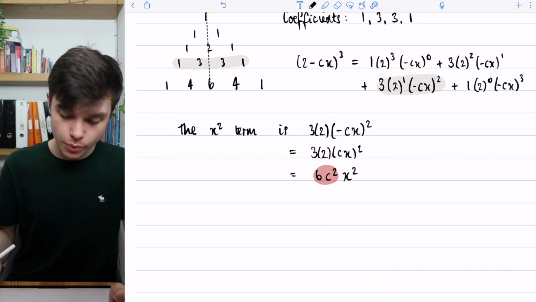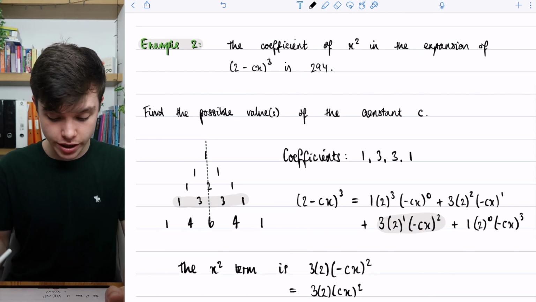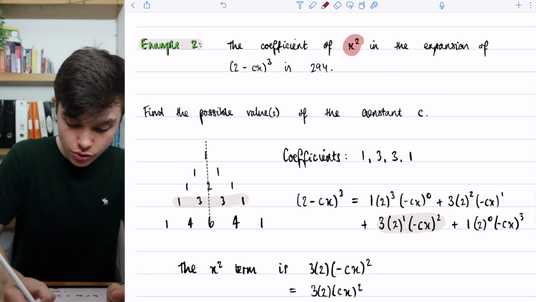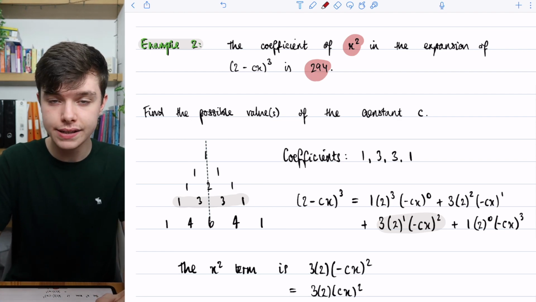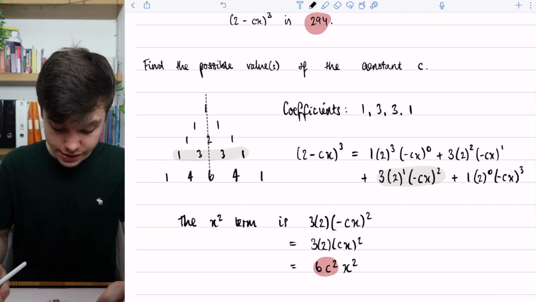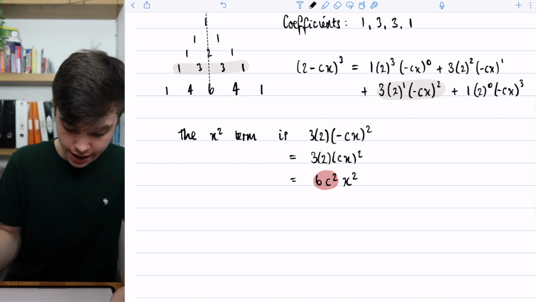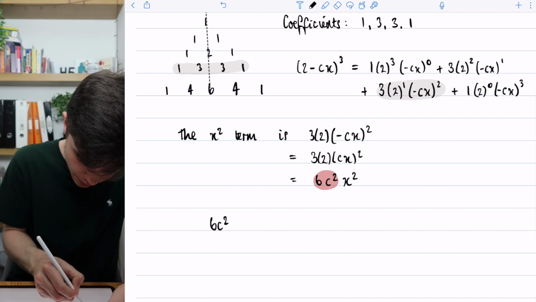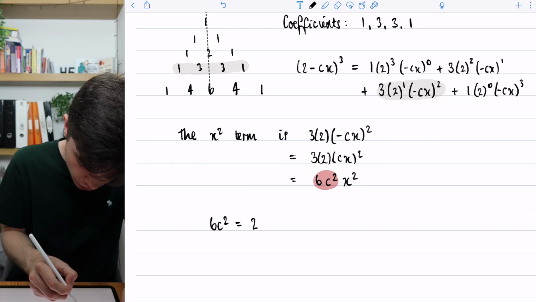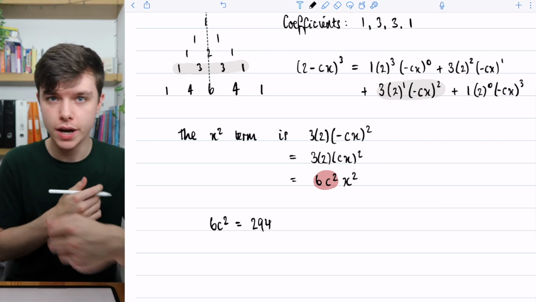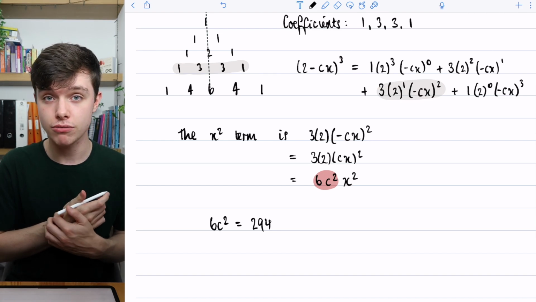So that's the coefficient, but we actually know what the coefficient is. We know that the coefficient of the x squared term is 294. So what I can do is set 6c squared equal to 294. 6c squared is equal to 294. Hopefully you can see why I'm able to do that.